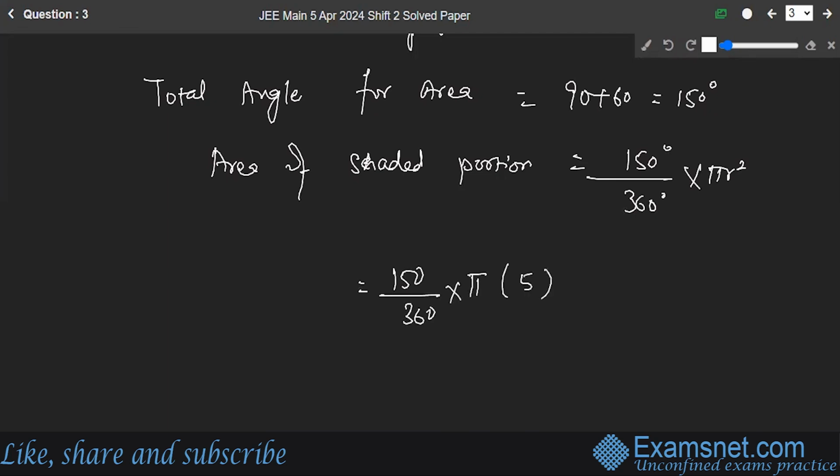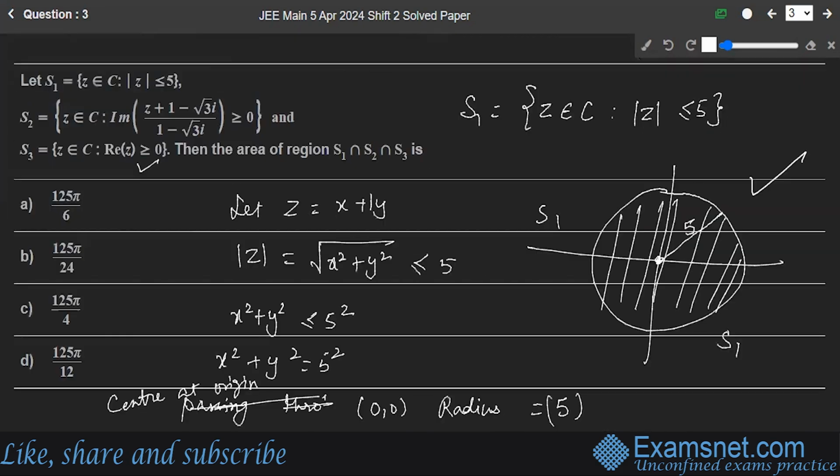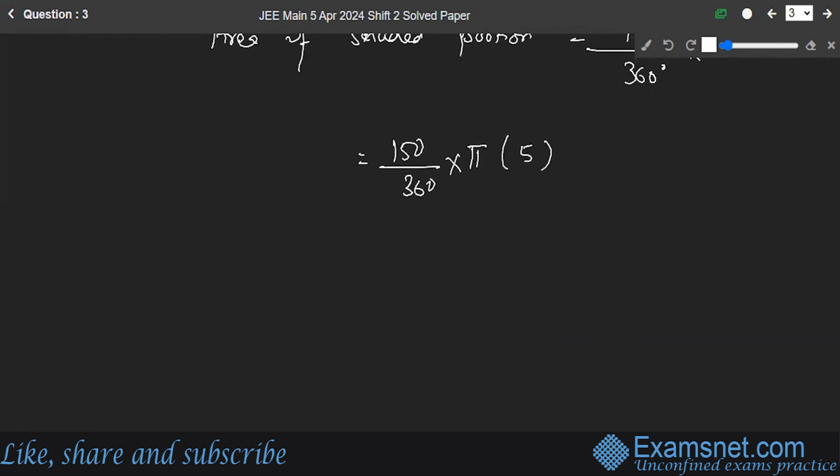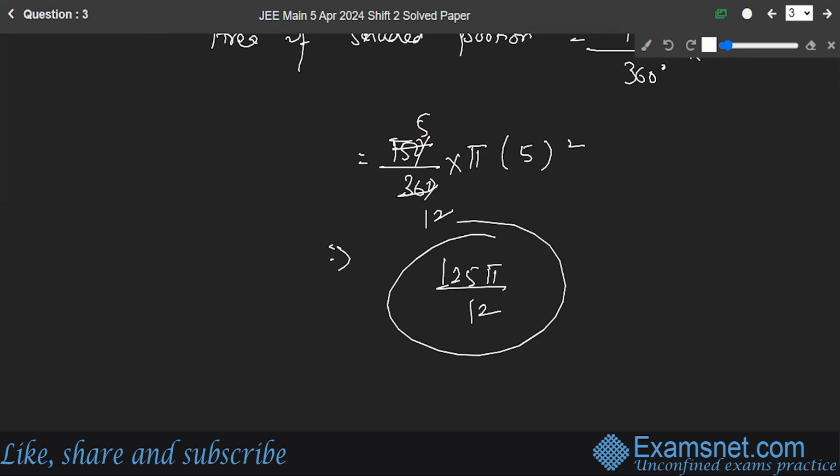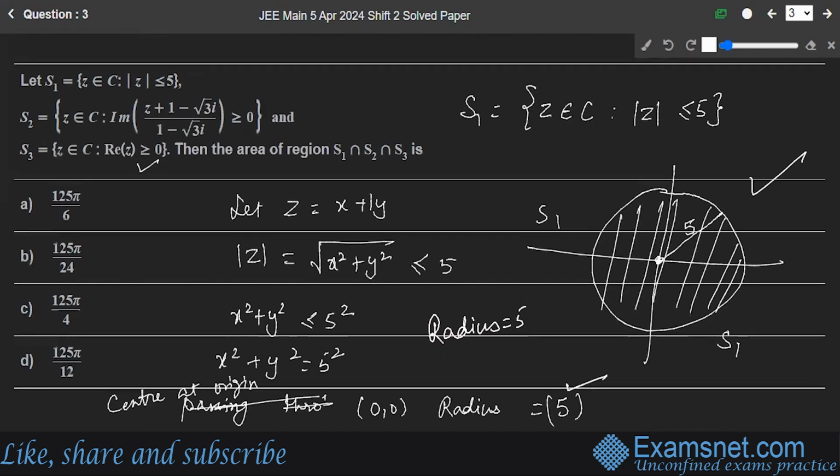Initially, we calculated the radius was equal to 5. Here, the radius was equal to 5. So the radius square will be equal to 5 square. This gives me 5 will go 12. So 125 pi upon 12. This is the answer to the question, 125 pi upon 12. And this D option is the right answer. Hope you got that. Let's move to the next question.